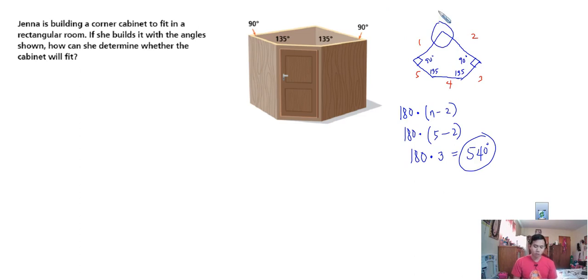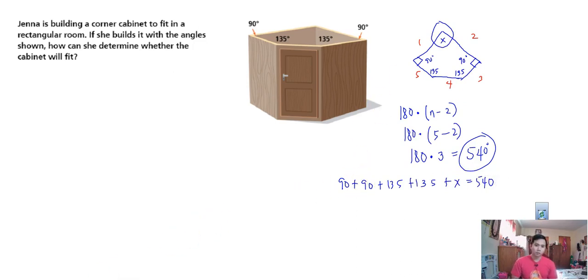Okay, so that's the missing angle. So what I'm going to do is add everything, and it's equivalent to 540. Right, so I have here 90 plus 90, step 2, so this is 90 plus 90 plus 135 plus 135 plus, let's say we just put x here as the unknown, x is equal to 540.